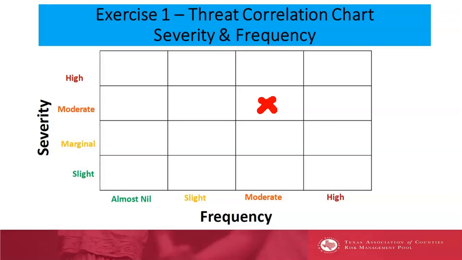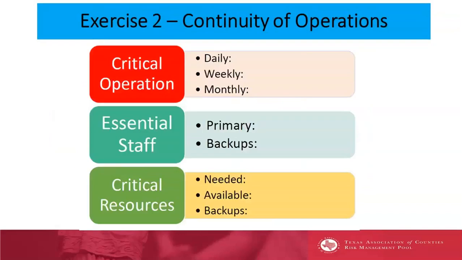And again, this is all part of the planning process. We're still on step 1. And this is exercise 2, continuity of operations. And actually, it should say critical operations. You want to identify for your department, those that are attending here today, what are some critical operations that you do have to do daily, then weekly, and then monthly. So you can identify these, and then what essential staff can do these critical operations? You have your primary, do you have a backup for those?